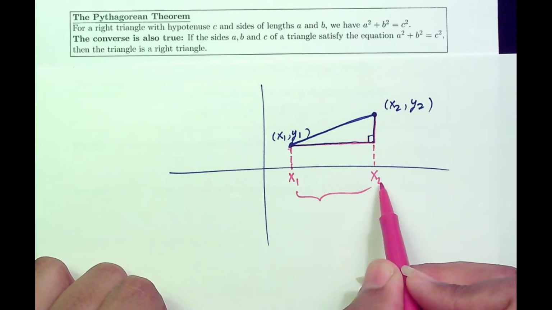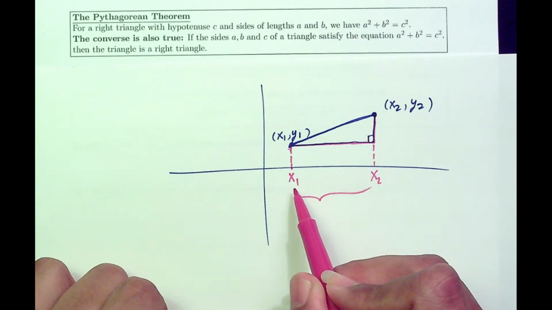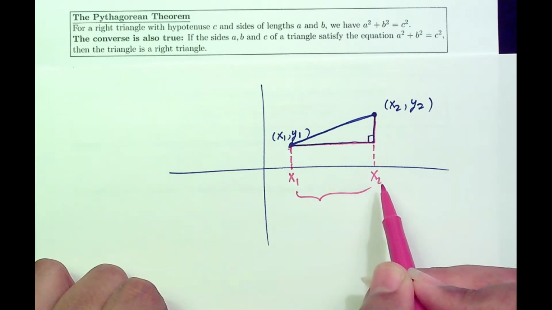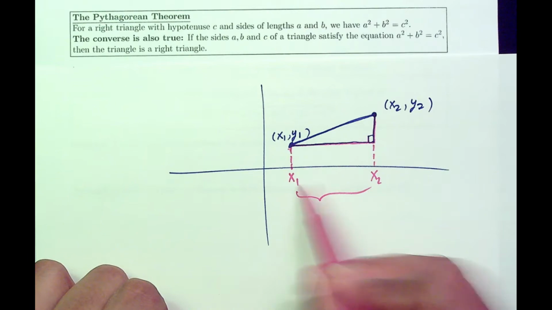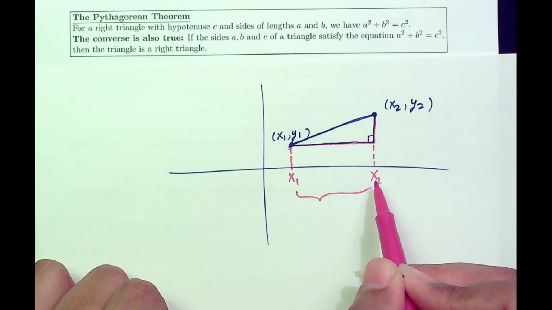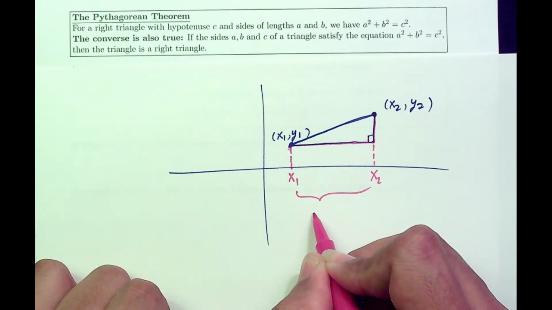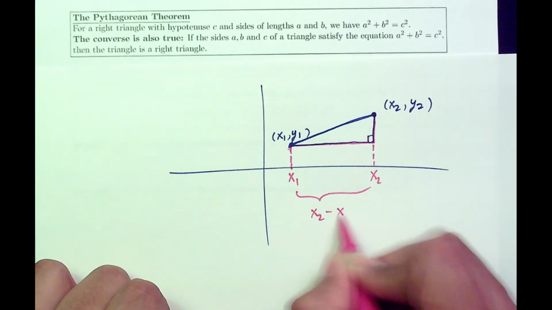If this is like 2 and this is like 5, that distance would be 3, because you do 5 minus 2, right? So similarly, in the abstract, that distance should be the difference, x2 minus x1.